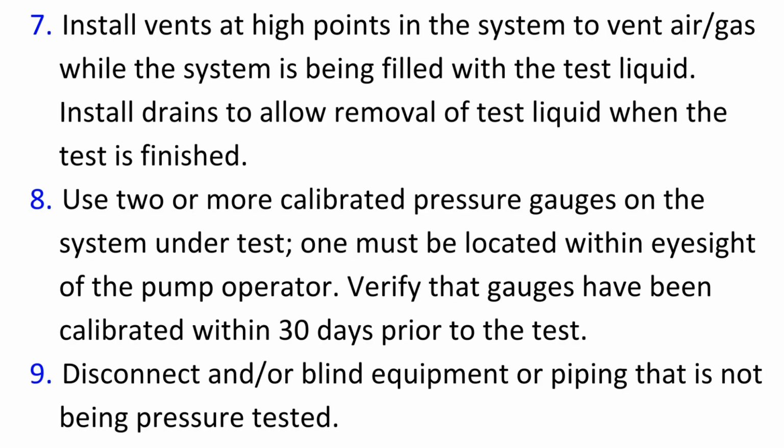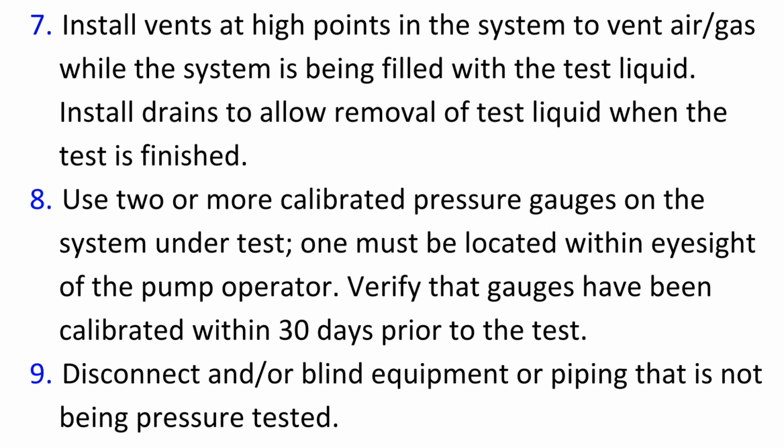7. Install vents at high points in the system to vent air and gas while the system is being filled with the test liquid. Install drains to allow removal of test liquid when the test is finished. 8. Use 2 or more calibrated pressure gauges on the system under test. One must be located within eyesight of the pump operator. Verify that gauges have been calibrated within 30 days prior to the test.